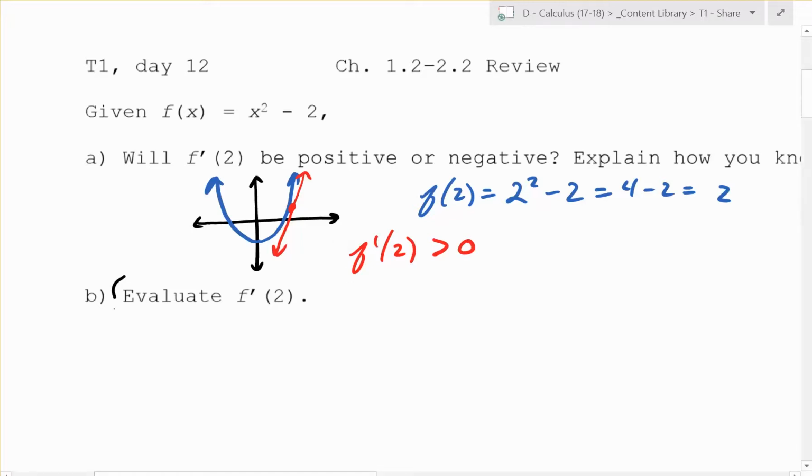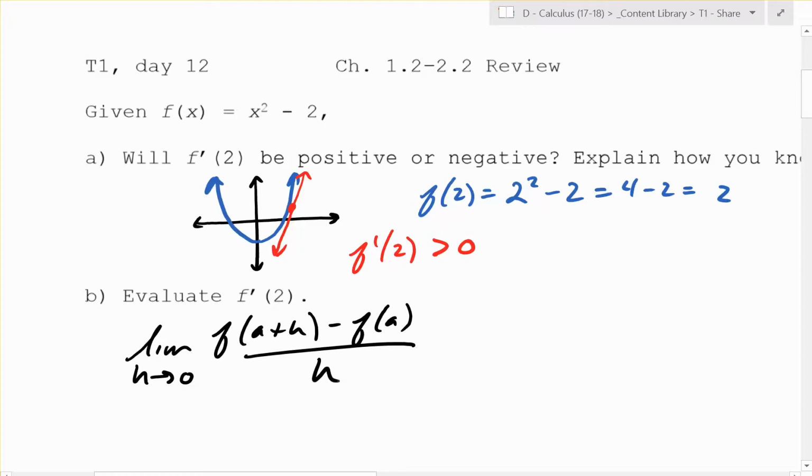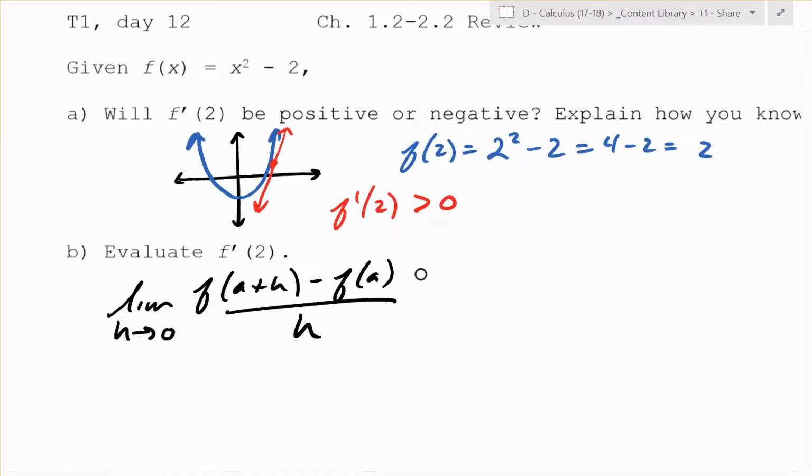Now, let's evaluate f prime of 2, and when it says evaluate, we need to do it exactly, not with a table, but by using algebra, and we're going to use the difference quotient, the limit definition of derivative, which is the limit as h goes to 0 of f of a plus h minus f of a over h. I recommend writing this down every single time, especially at the beginning, but really more than you think you need because it's really easy to write this down wrong. So write down the difference quotient and identify the a value.